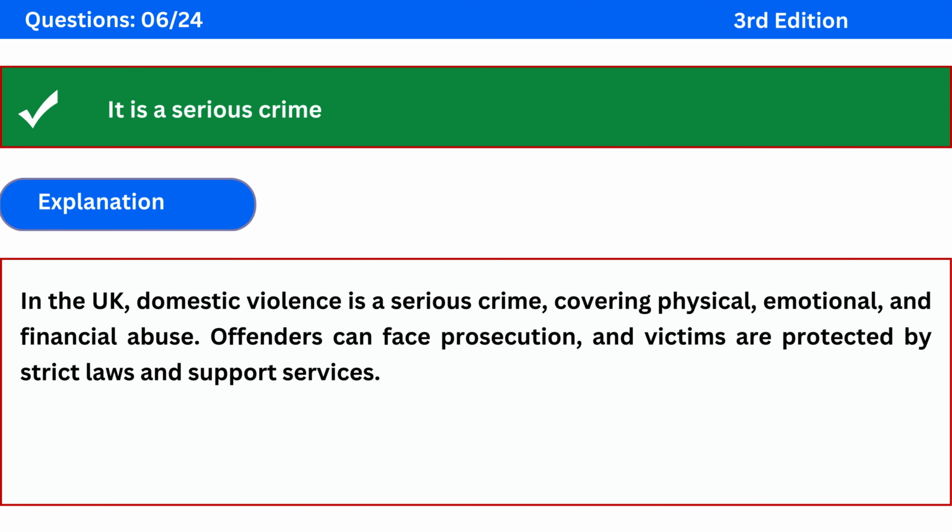The correct answer is it is a serious crime. Explanation: in the UK, domestic violence is a serious crime, covering physical, emotional, and financial abuse. Offenders can face prosecution, and victims are protected by strict laws and support services.